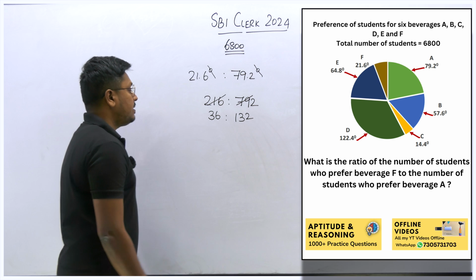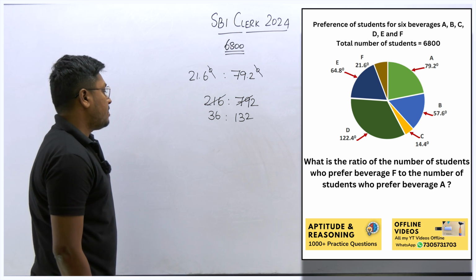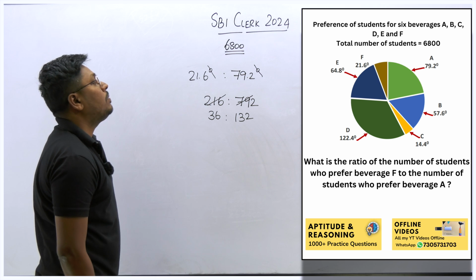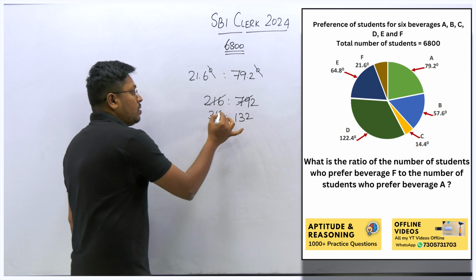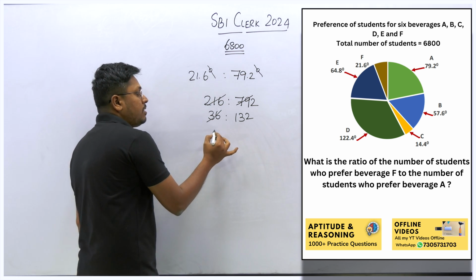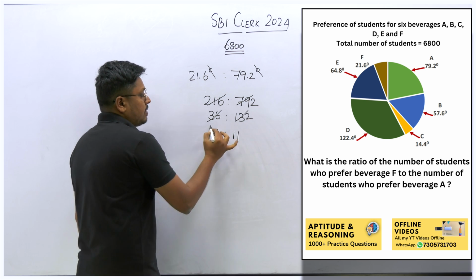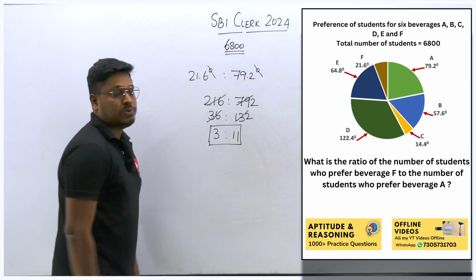So we can cancel this on 12 table. If I cancel this on 12 table, 12 3s are 36. Cancel it on 12 table, 11. So the answer for this question will be 3 is to 11.